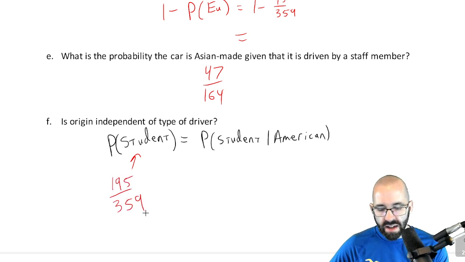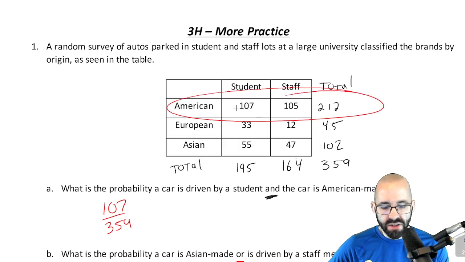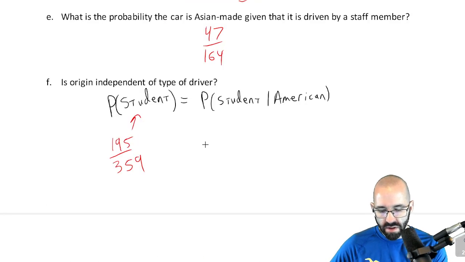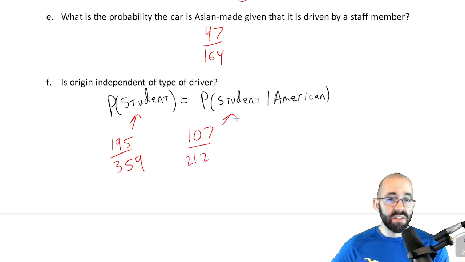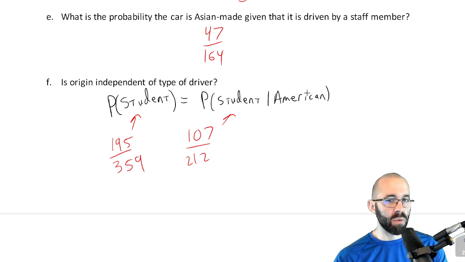Is that the same as looking only at American cars and looking whether a student drives it? That's 107 over 212. If these are the same, it's independent. And again, you can pick a bunch of different pairs. You didn't have to choose student and American. You could choose other pairs.